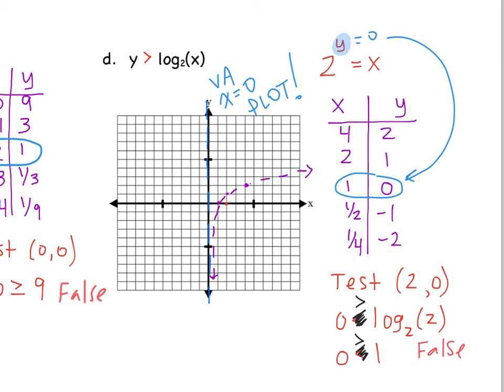So where are we going to shade this time? Well, since it's a false statement and that 2, 0 is inside, we're going to shade on the outside. However, because we have this vertical asymptote, we have to make sure that we are to the right of that vertical asymptote and outside of our graph. So it'll look something like that.